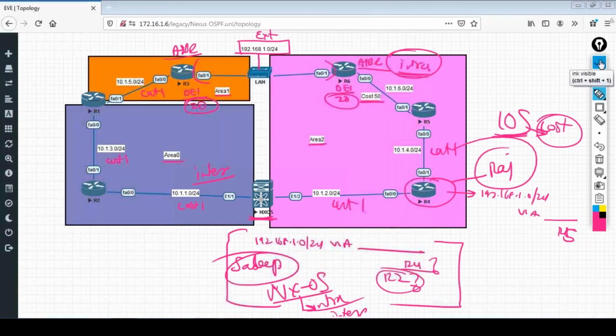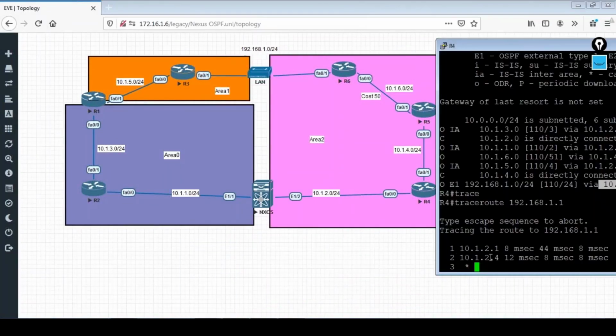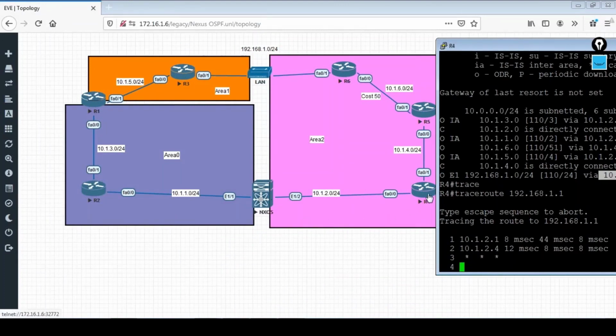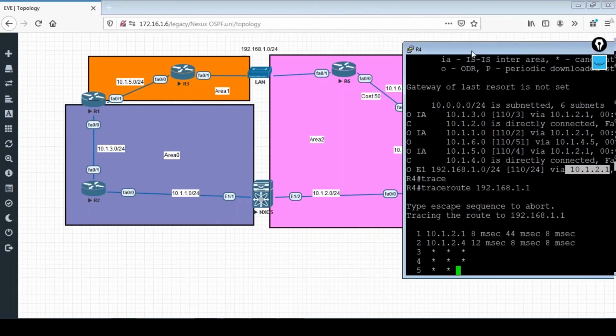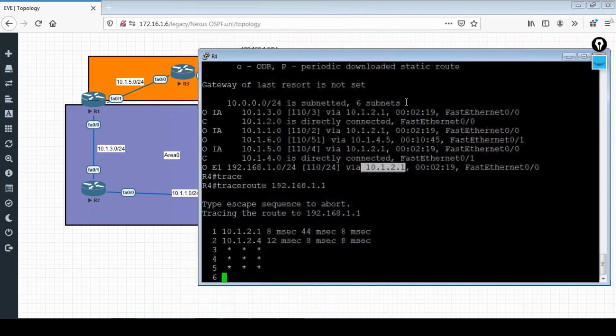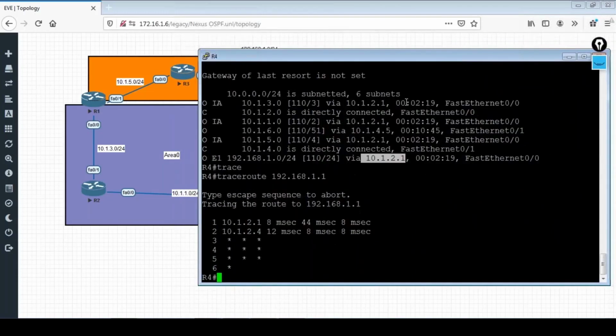Got it? So you can see here what is happening. It is going to 2.1 and from 2.1 it is coming back to 2.4. So there is a loop happening here. That's an interesting concept that we should be knowing. When a Nexus is mixing up with an IOS, you can observe what is happening. A loop is getting created here. Hope everybody is clear with this. Any questions?